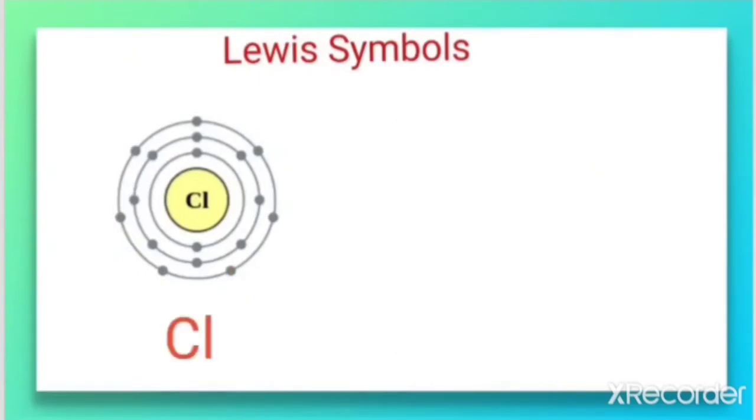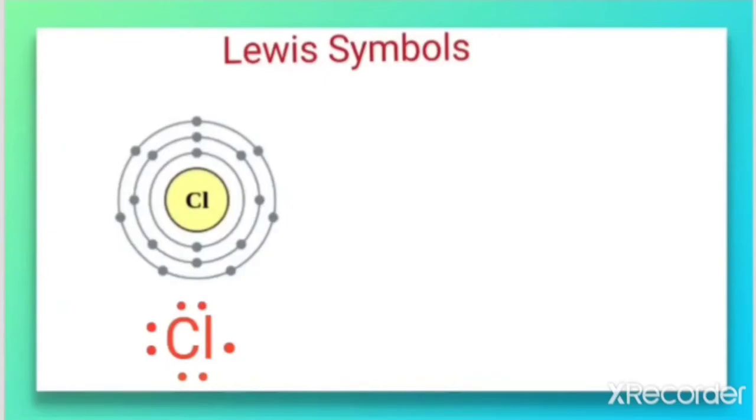First you write the symbol of the element. Then, because there are 7 valence electrons, keep the dots: 1, 2, 3, 4, 5, 6, 7. Since there are only 7 electrons in the outermost shell, we will be keeping only 7 dots.